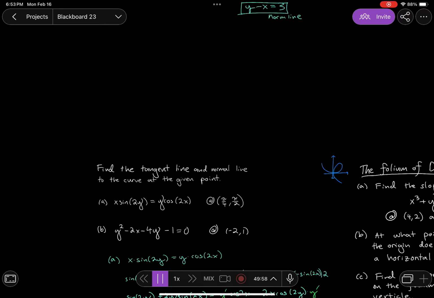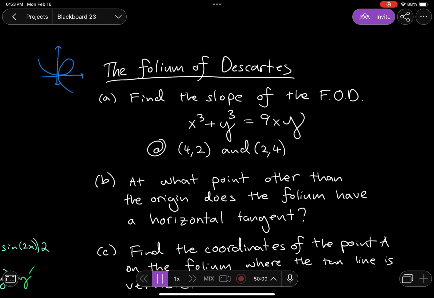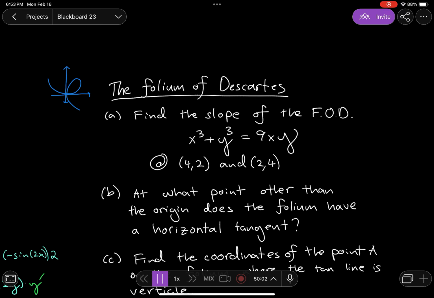All right, so we got both of these done. Last type of question. All right, we got the famous folium of Descartes. We want to find the slope of the folium of Descartes. So it looks kind of like this. This is what the folium looks like. We talked about it in the theory video. We want to find the slope of the folium of Descartes at 4, 2 and 2, 4. All right, let's check this out.